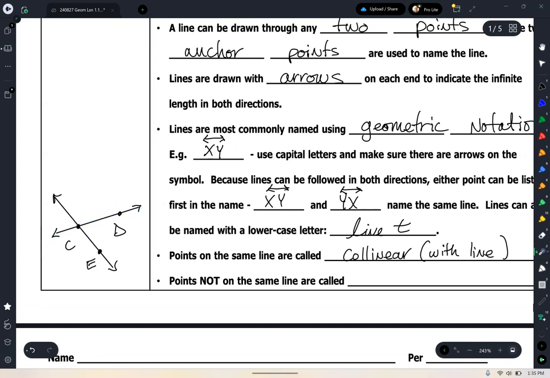Okay, are points C and E collinear? Show me a 1 for yes, a 2 for no. 1, yes. C and E are collinear.